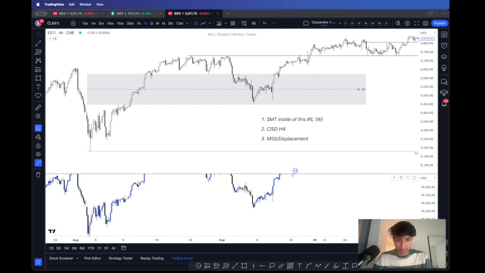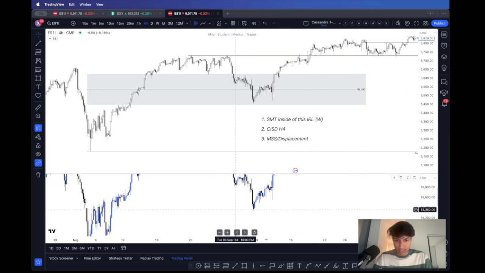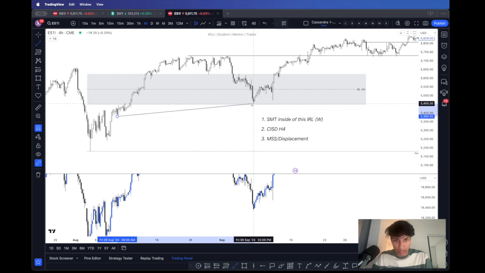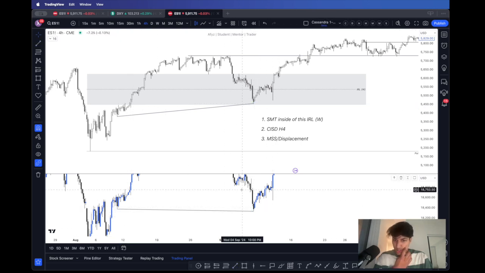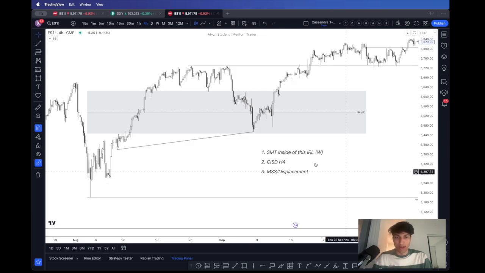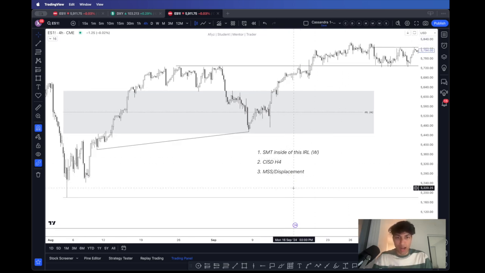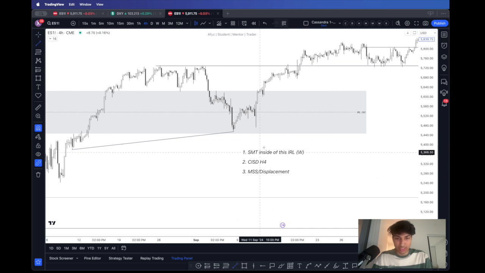inside of the gap. So as you can see, price comes in, liquidates this low on the NASDAQ and fails to liquidate this low on the S&P. This becomes our smart money technique, or SMT divergence, and now what we're looking for is a change in state of delivery on the 4-hour. A change in state of delivery is defined by the series of consecutive down close candles that form this SMT.